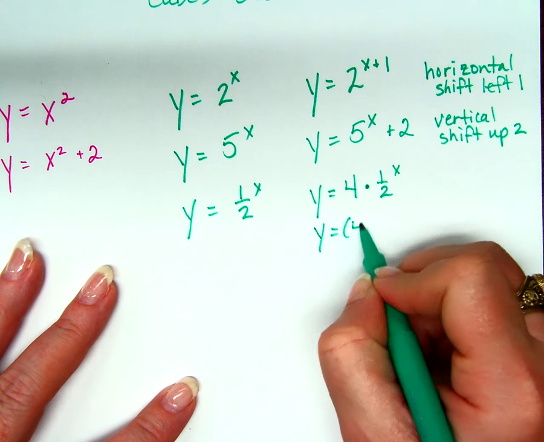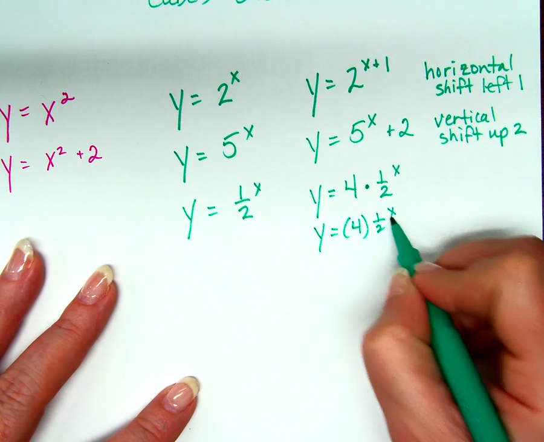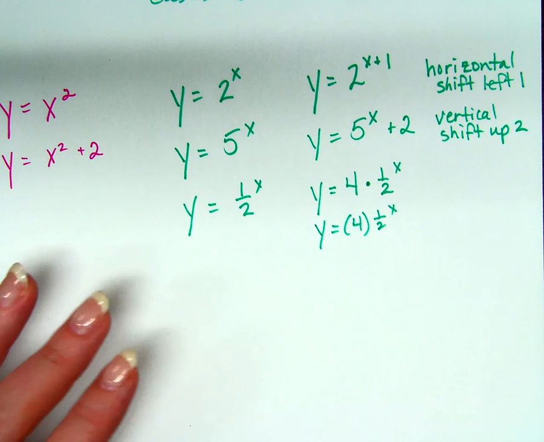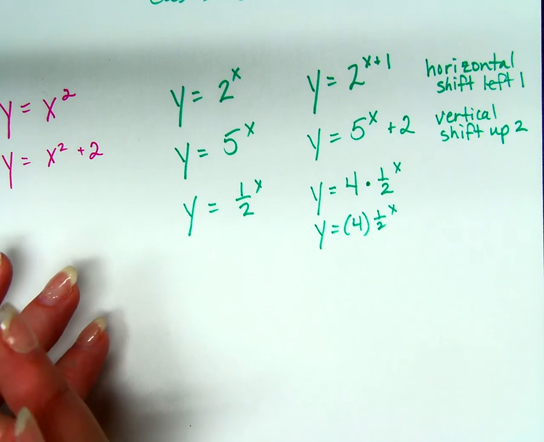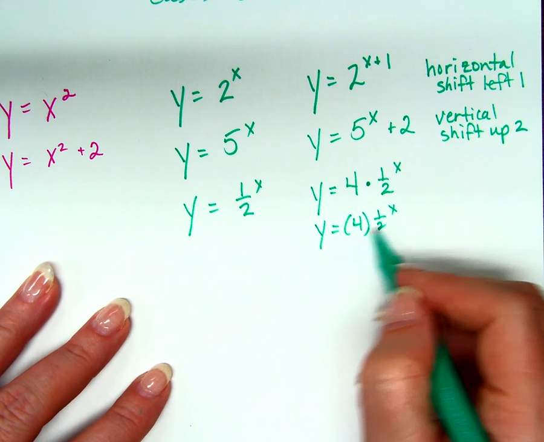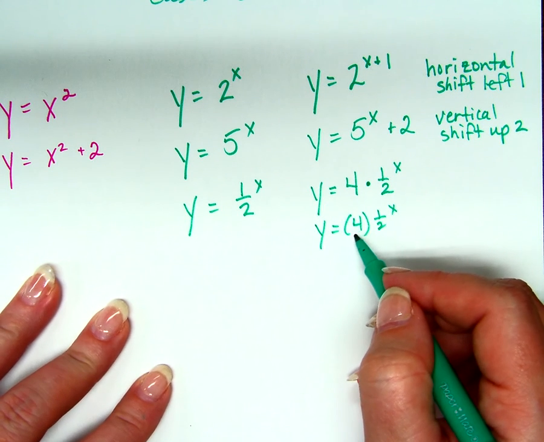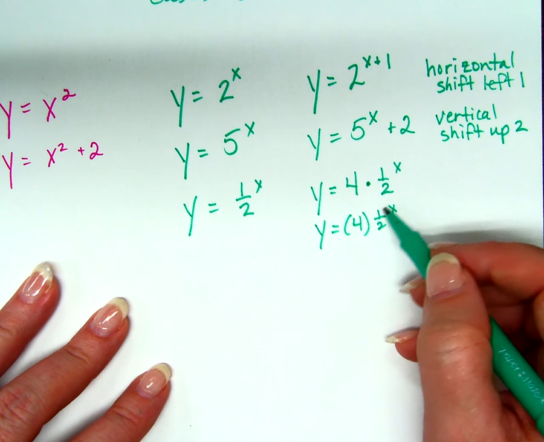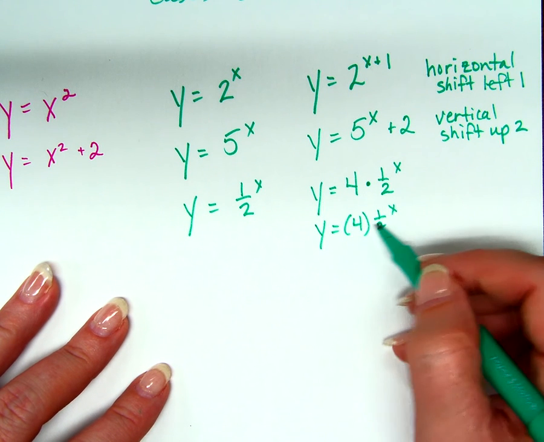Y equals 4 1/2 x. Can I multiply them now? Guys, what's the only thing being raised to the power? Just the 1/2. I can't multiply according to order of operations. I cannot multiply until I take care of the exponent. And since the exponent is a variable, I cannot multiply. Period.